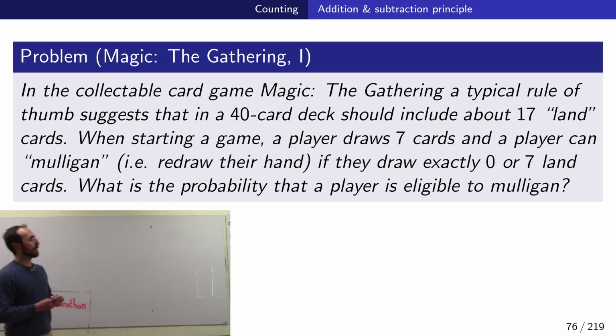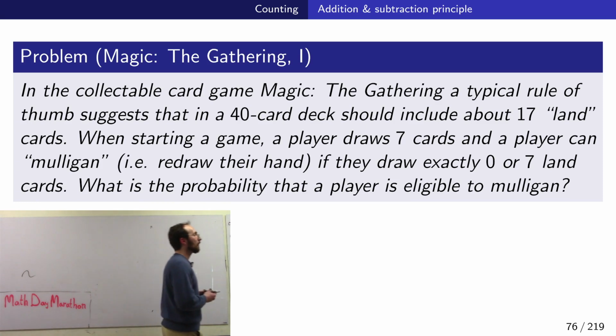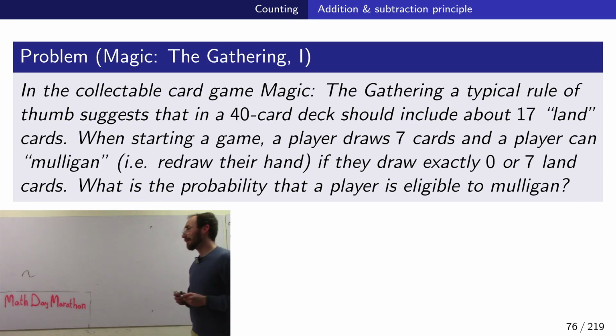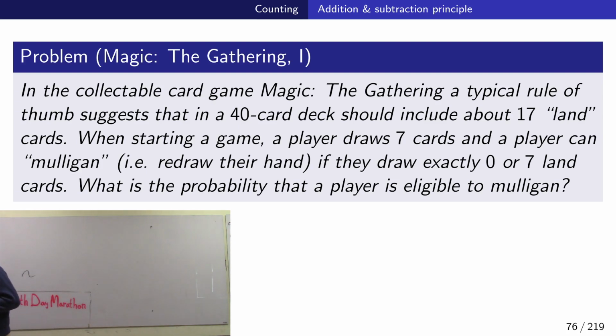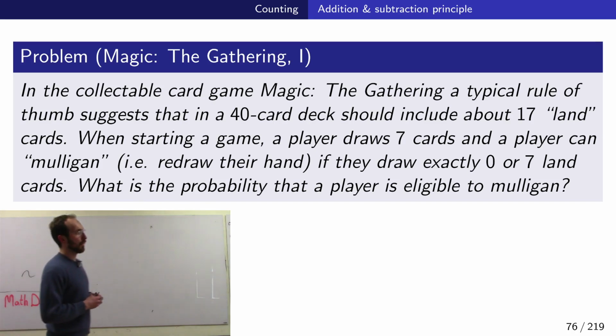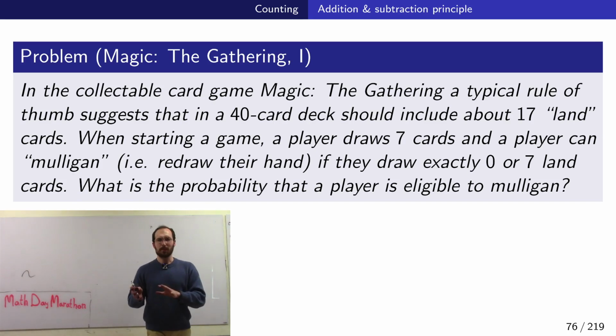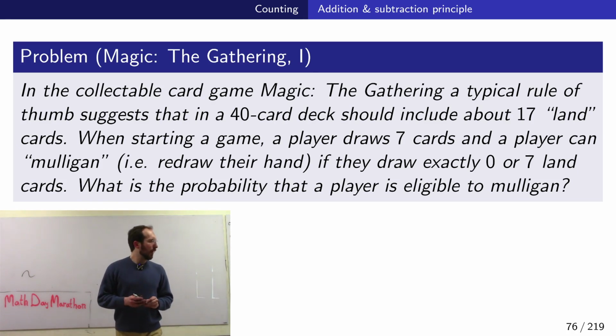You face off against another person. You both have 40 card decks. And the thing is, you use land, it's mana. This is the way that you're able to actually use your other cards. They cost a certain amount of mana. So part of playing Magic the Gathering, and maybe most card games, kind of build their system off of this.